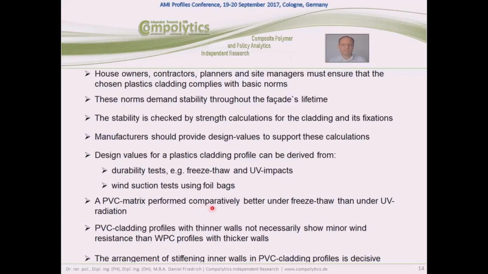A PVC matrix performed comparatively better under freeze thaw than under UV radiation. Here PVC is clearly an advantage to polyethylene and polypropylene. PVC cladding profiles with thinner walls are not necessarily worse against wind suction. It's more or less depending on the profile geometry and the fixation mechanism. So the arrangement of stiffening inner walls in such a PVC cladding profile might be decisive in wind resistance.